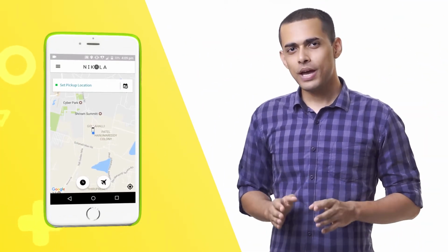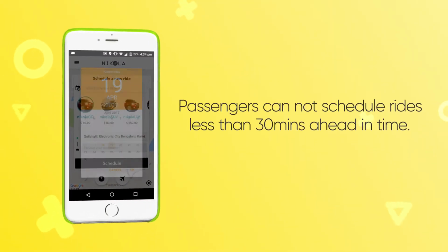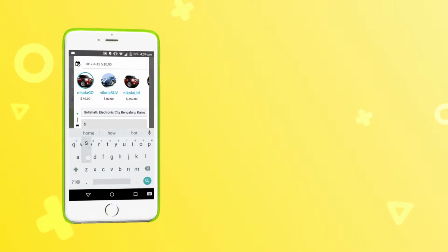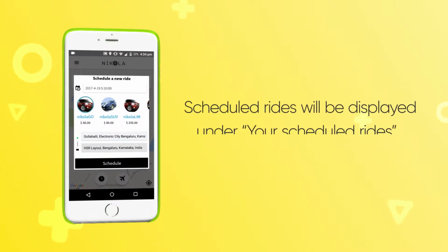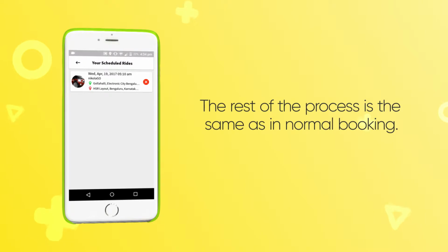Nicola allows passengers to book a cab in advance. To do that, tap the schedule icon on the home screen and pick a date and time. Passenger can't schedule a ride earlier than 30 minutes in the future. Once the type of car and destination has been set, the ride is scheduled and it will be displayed in the menu under Your Scheduled Rides. The passenger will be notified when the driver arrives at the location. Payment is done at the end of the trip, just like with normal booking. In the next part, we will cover the car rental process using Nicola.